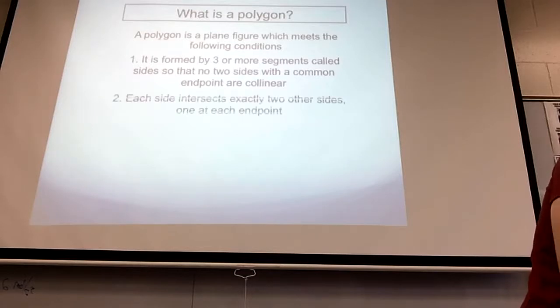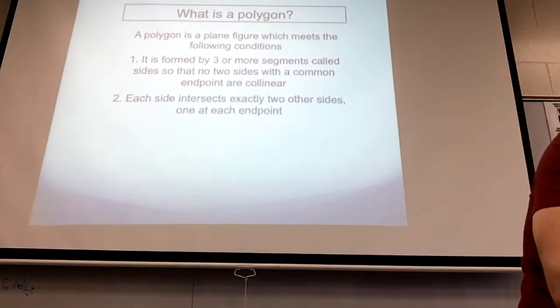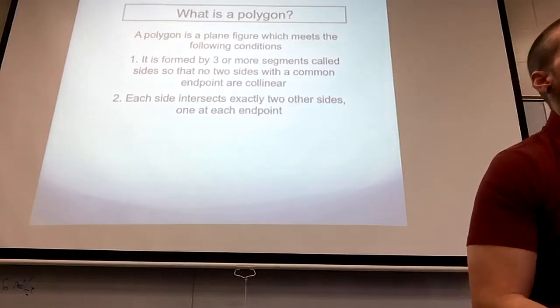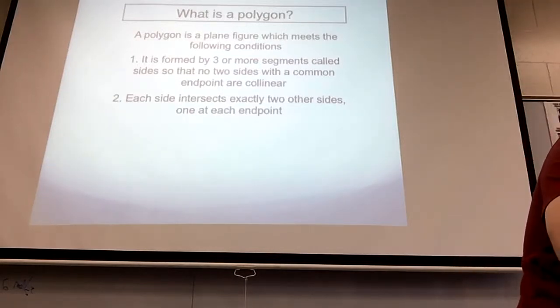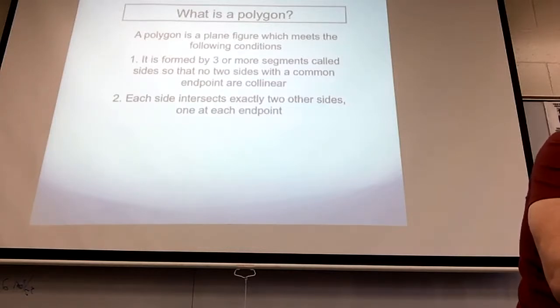They're all going to be straight lines. Then the other part that says each side intersects exactly 2 other sides means it's completely enclosed. There are no gaps. There's nothing missing from it, like there isn't a space between segments. So all you're looking at really is 3 or more sides, nothing curved, and no gaps in it. Okay? All right.